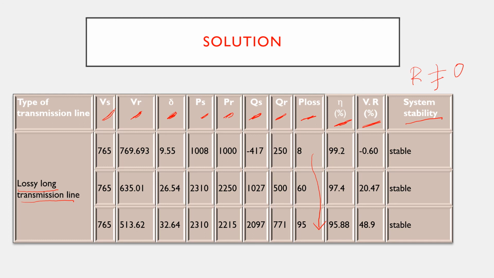From this we conclude that both the tabulated values and the simulated values using the PowerWorld simulator are the same, and also we noted the efficiency and the voltage regulation of the system for a lossy long transmission line.